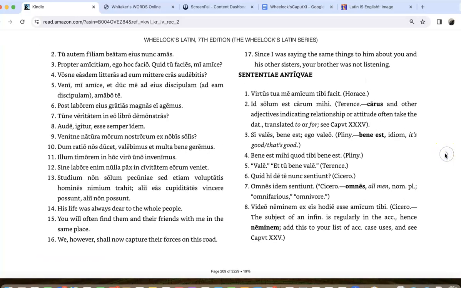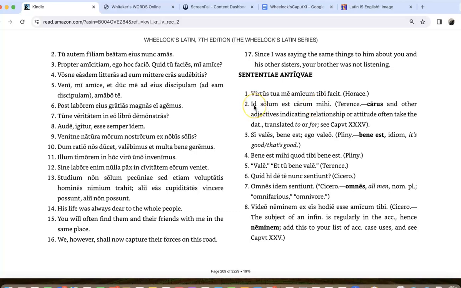The next one reads Id solum est carum mihi by Terence. We mentioned before that Terence was a writer of comedy, and so we don't have a larger context, so this is probably not as serious as it sounds, but nevertheless, it means this alone is dear to me. So id, this, solum, alone, is dear to me.